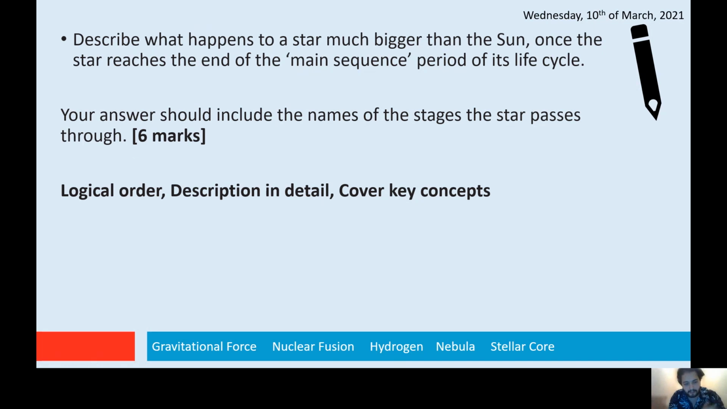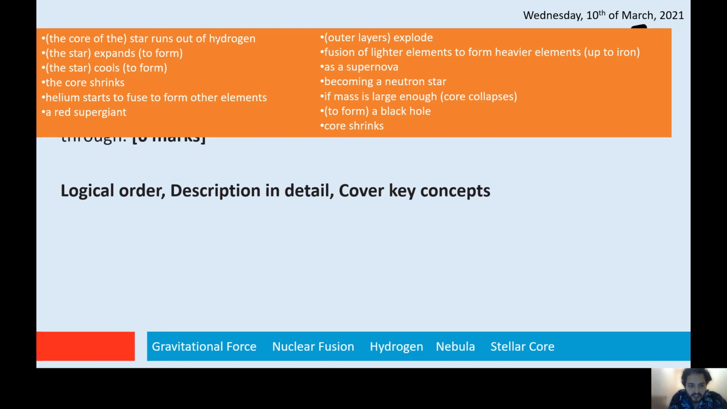So let's look at every single detail that you could point out in this question. Describe what happens to a star much bigger than the sun once the star reaches the end of its main sequence. So when the star's dying, you could say that the star runs out of hydrogen, it expands to form whatever the name is, the core shrinks, helium starts to fuse with other elements. There's the name, red supergiant. So you've got a lot. The fact that it goes supernova, it becomes a neutron star or a black hole.